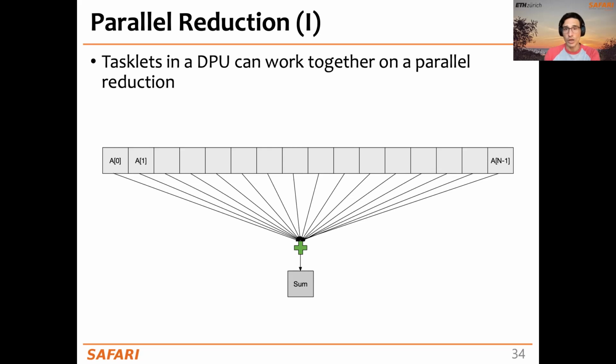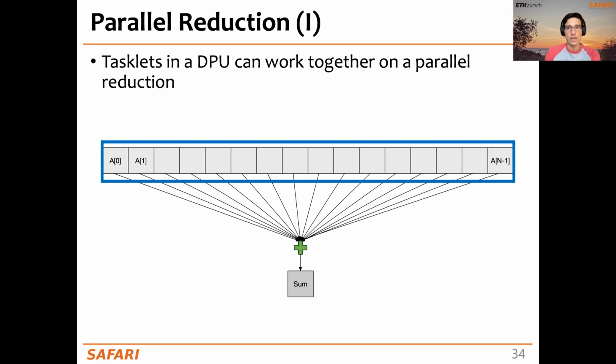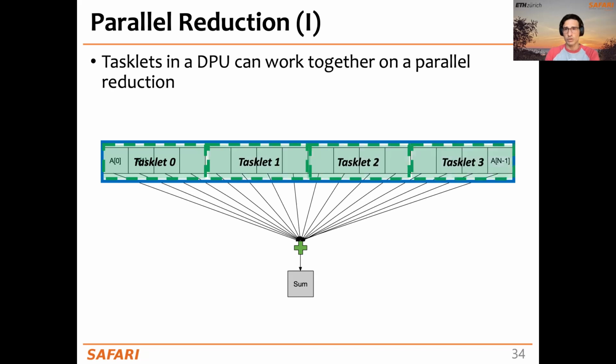In parallel reduction, we are going to have the tasklets in a DPU working together on obtaining one single value out of a whole array inside the DPU. Same as we do in vector addition, we can partition the input array into multiple chunks, assign each of these chunks to each of the available DPUs, and then inside the DPUs, we can further distribute this chunk across the available tasklets. In this example, we have 4 different tasklets.